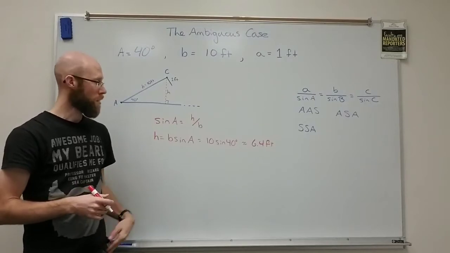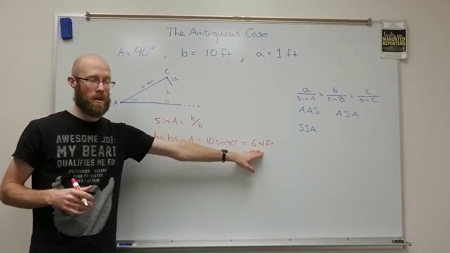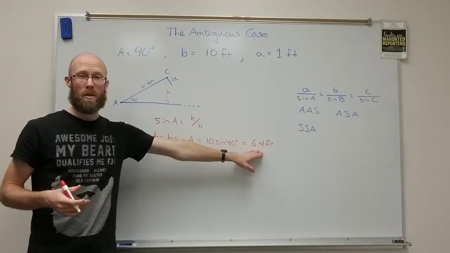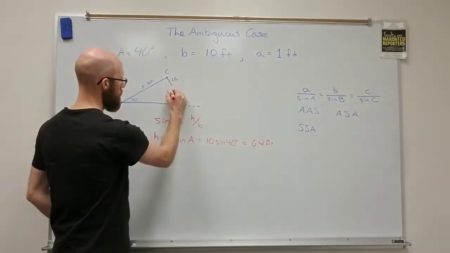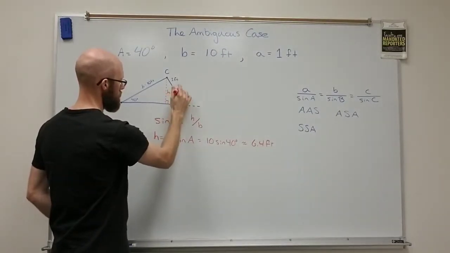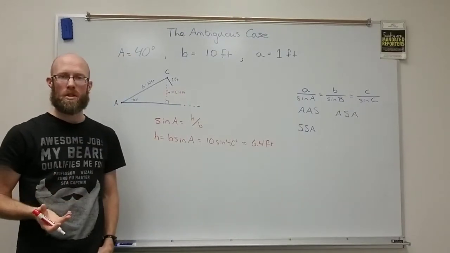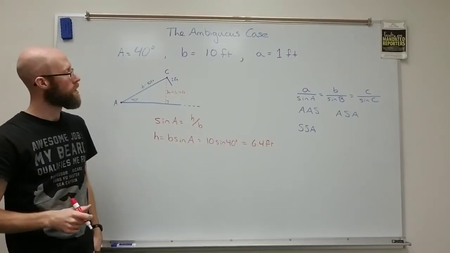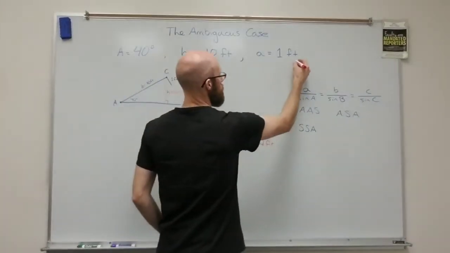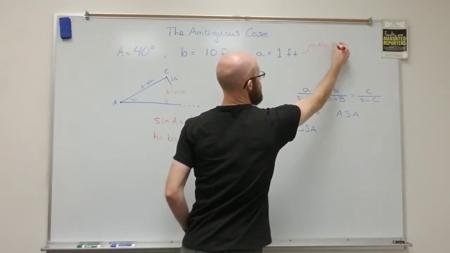All right, so anything 6.4 and less, essentially, with some rounding there, won't work. It's going to be too short. It won't get down all the way. So this height is approximately 6.4 feet. Okay, so anything shorter than 6.4 will create no triangle. All right, so with 1 foot, the answer is no triangle.